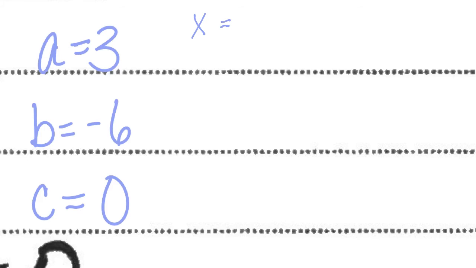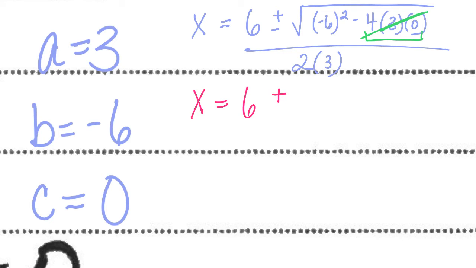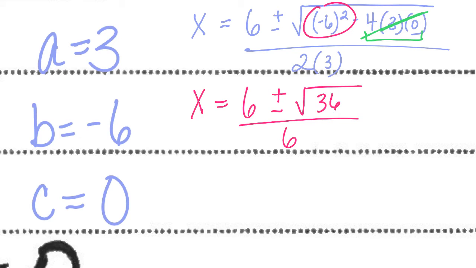So X is equal to opposite B plus or minus square root B squared minus 4AC all over 2A. So notice that C was super great because all of this we don't even have to worry about. So let's see what we end up getting. X is equal to 6 plus or minus the square root. Well, -6 squared is 36. All over 6. There's a lot of 6's in this one.